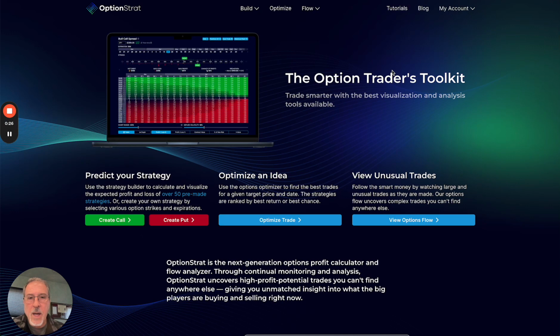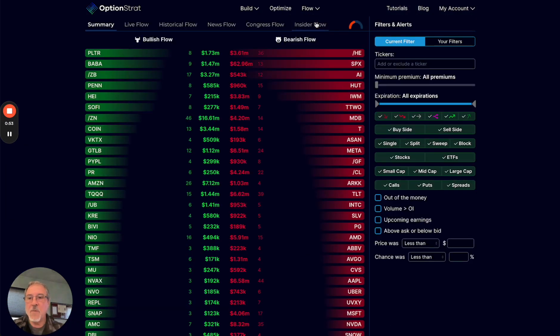So I'm going to use the flow function here today. Now, this is a pretty cool tool that gives a trader some insight into what all other people might be doing out there. So if I look at flow, I can look at a flow summary, I can look at live flow of a specific symbol, I can look at news flow, insider trading, etc. To me, the flow summary is a great place to start.